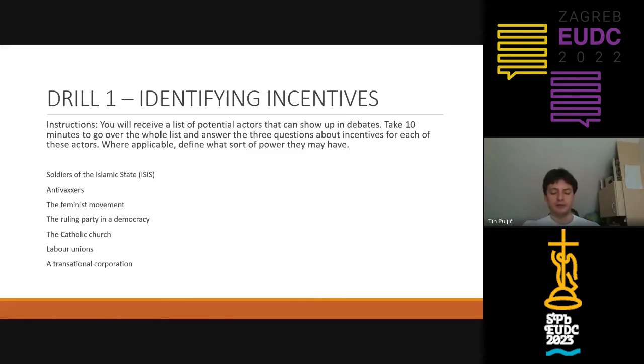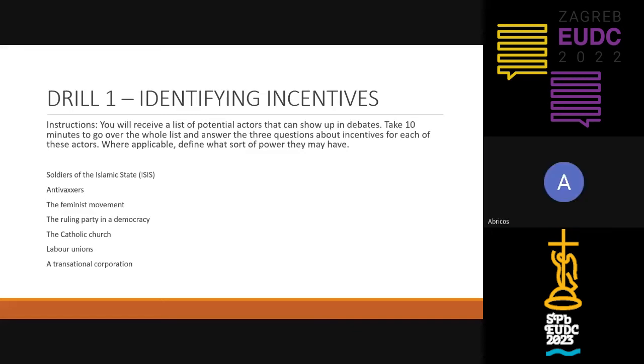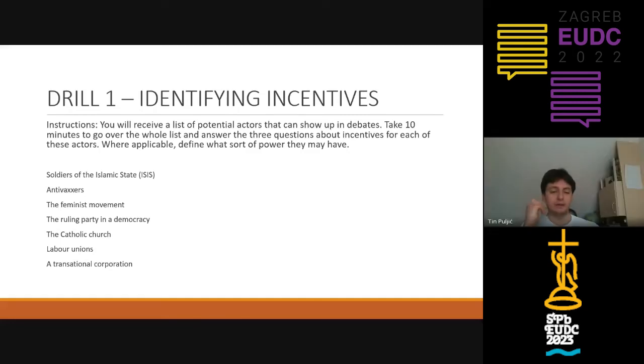What kind of power do they have? Do they have coercive power? They have coercive power, but only towards their priests. For example, they have their own court, and they can punish their priests for crimes they commit.